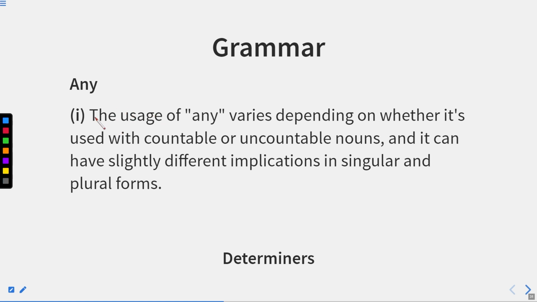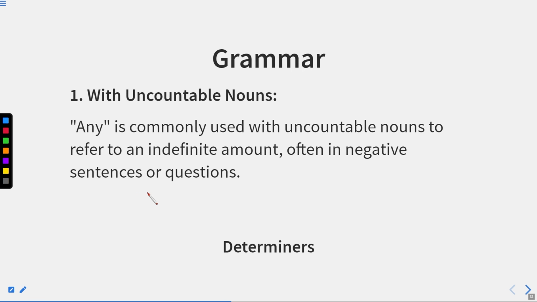Another usage of any. First, the usage of any varies depending on whether it is used with countable or uncountable nouns. So, as I told you that in case of some, we have both the nouns, countable as well as uncountable, and it can be used with both. Likewise, any can be used with countable and uncountable nouns, and it can have slightly different implications in singular and plural forms. How? Let us see this with some examples. First of all, we'll discuss any plus uncountable nouns.